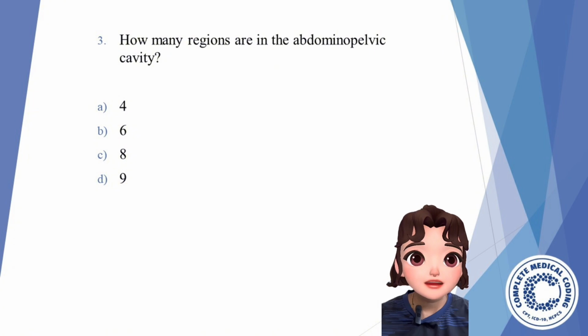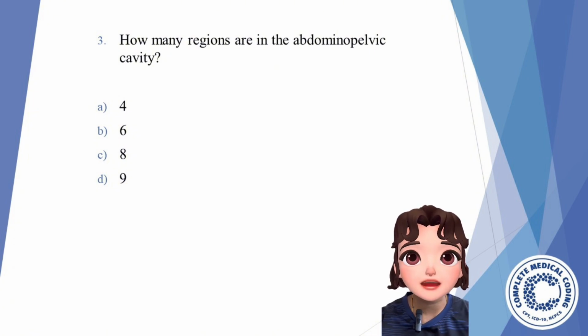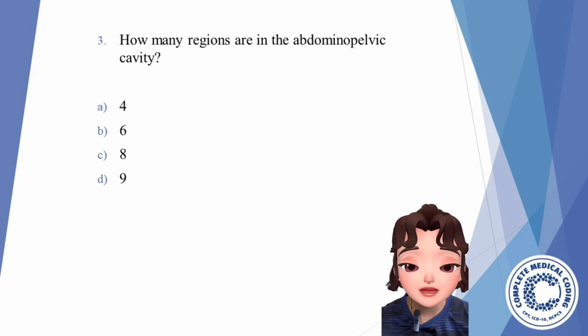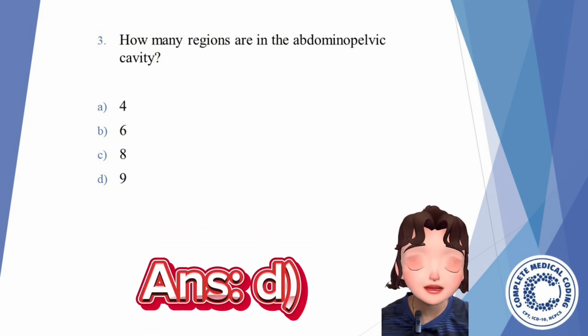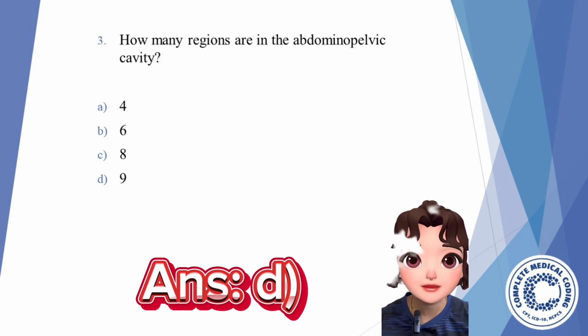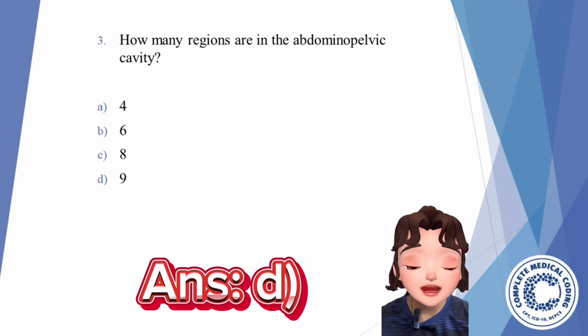Now moving on to the third question. How many regions are in the abdominopelvic cavity? This is a simple question, but it most commonly comes up in almost all the CPC examinations. How many regions are in the abdominopelvic cavity? It is 9. There are 9 regions in the abdominopelvic cavity. So the answer is option D, 9.